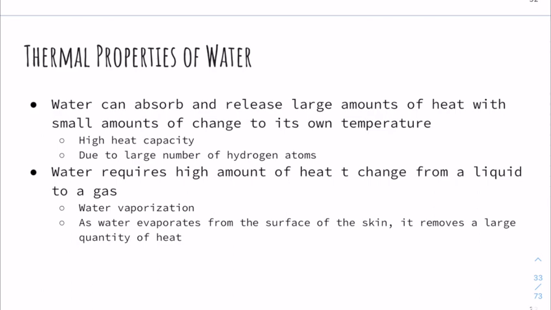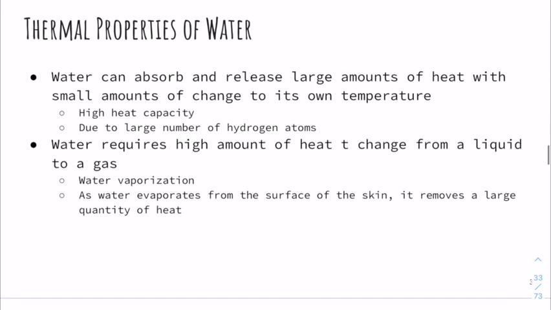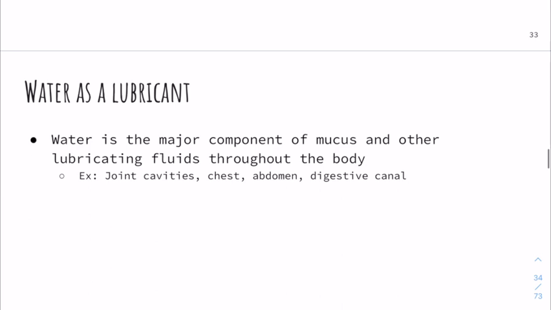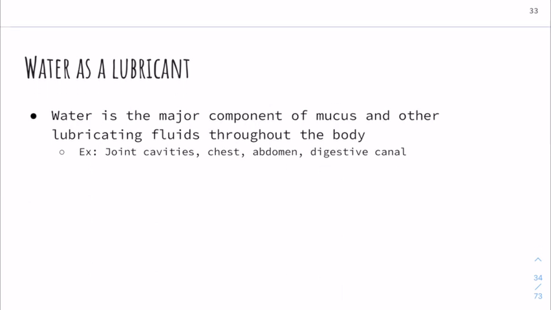Water is also used in your joints. It's a major lubricant in the body. It creates mucus. What helps your joints move freely without making any kind of noises is water in those cavities. There's water in your chest, your abdomen, your digestive canal. Water is everywhere in the body.